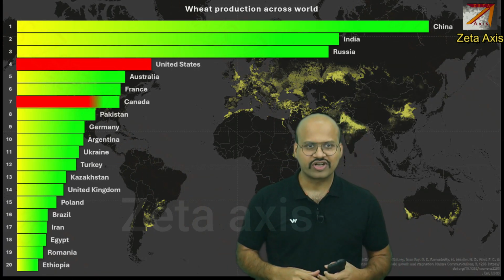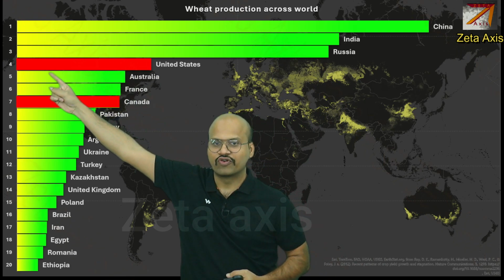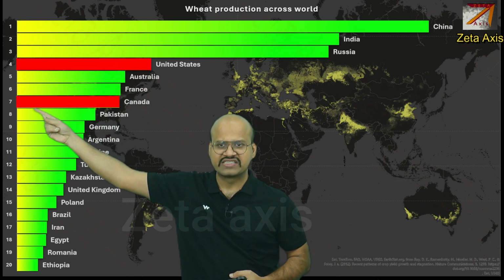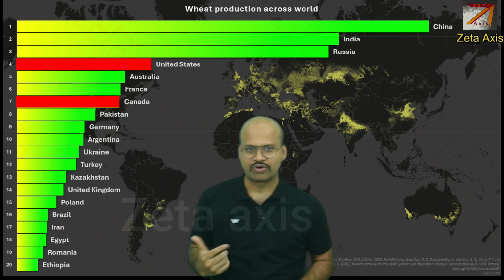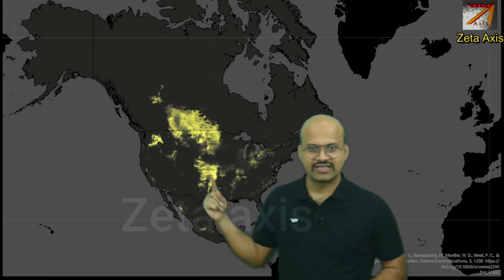If you see the wheat production across the world, we can clearly see that the United States is at 4th position and Canada is at 7th position. So both of these are major producers of wheat. So let's see wheat production in North America. Here we can clearly see that the wheat croplands of North America are confined to the central region between the Rocky Mountains and the Appalachian Mountains, and some regions are there in Mexico. Moreover, this is above the Tropic of Cancer.